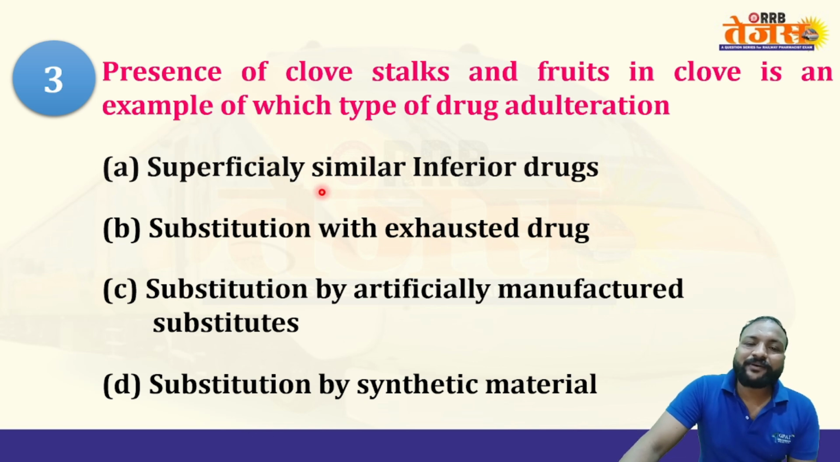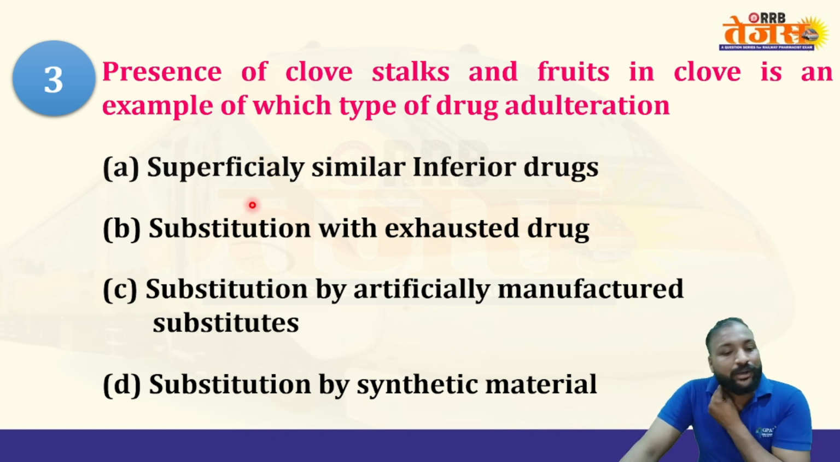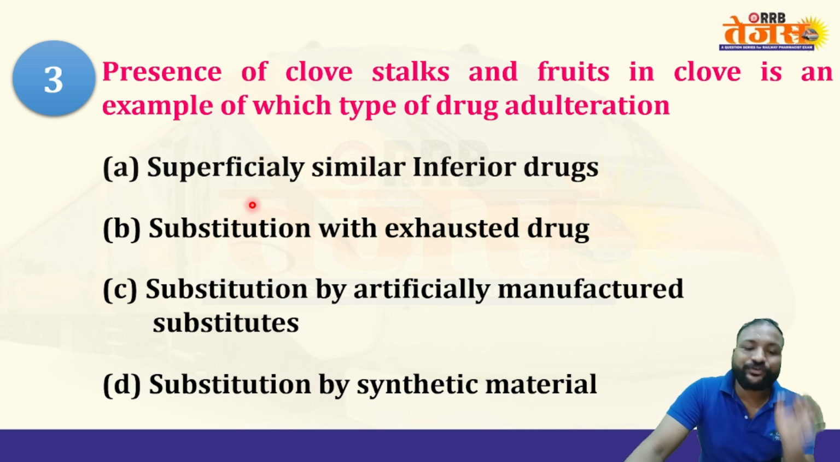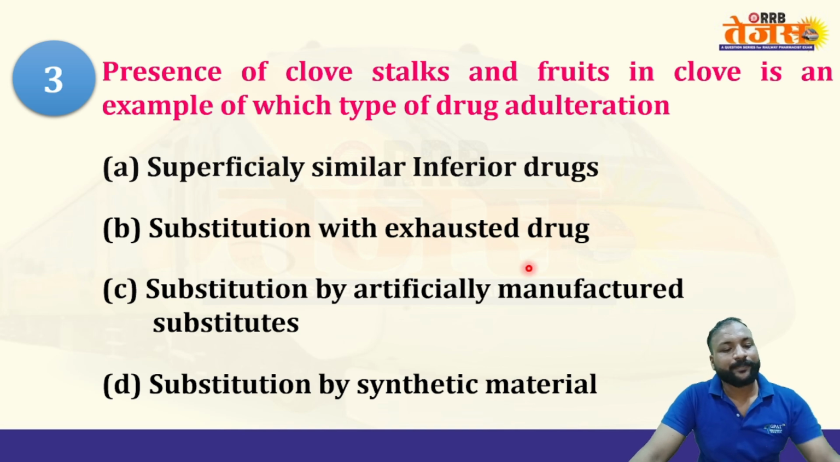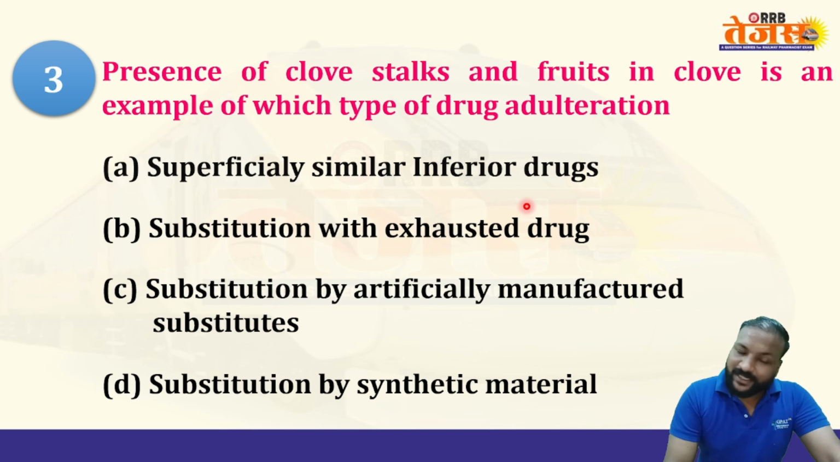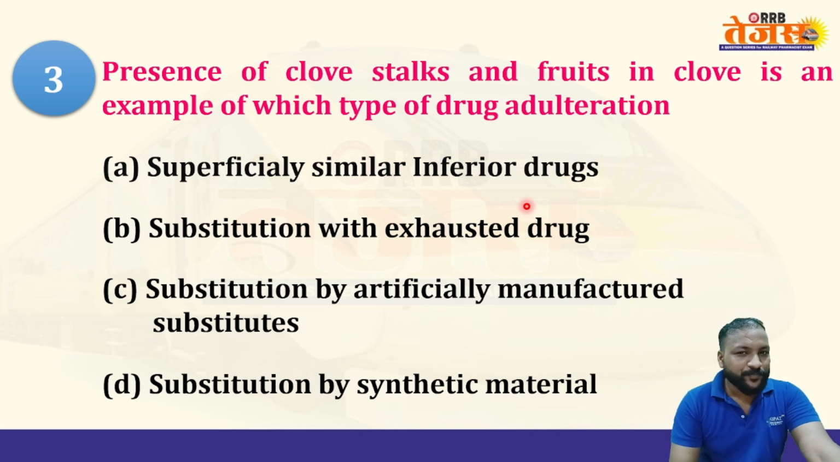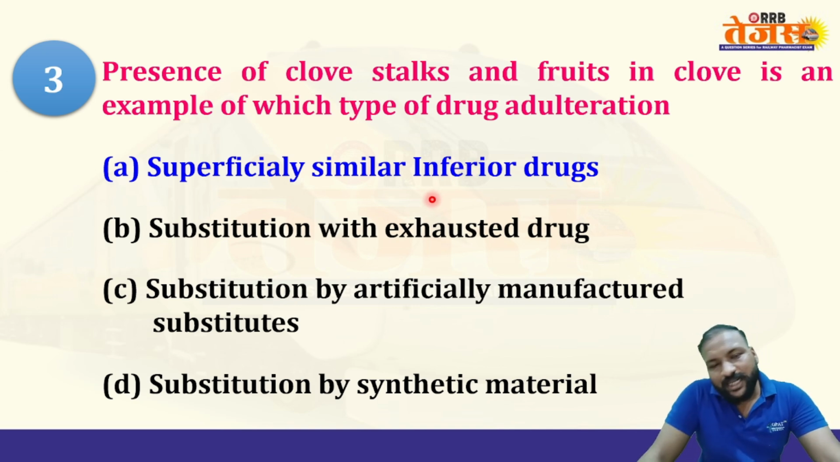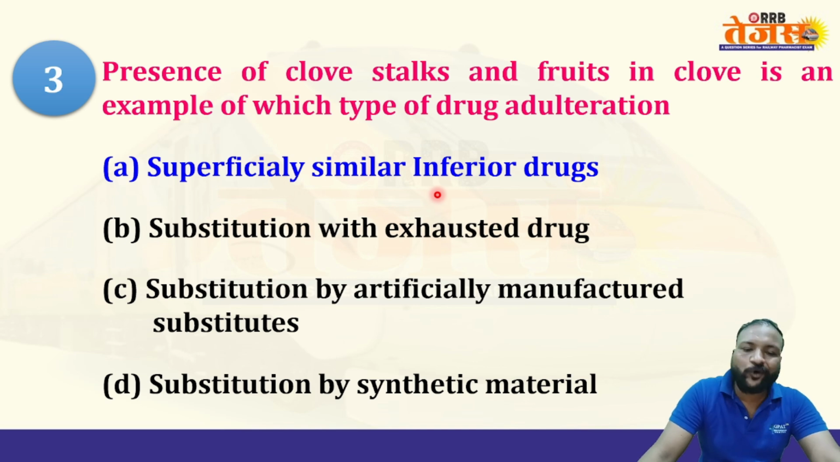Okay, so they were asking about an example. So the presence of clove stalks and fruits in clove is an example of which adulteration? Okay. So tell me the right option here. Yes. Okay. Let us see the right answer here. Okay. So we'll check the right answer. Option A, superficially similar inferior drugs, is the example for the clove stalks and fruits in the clove.